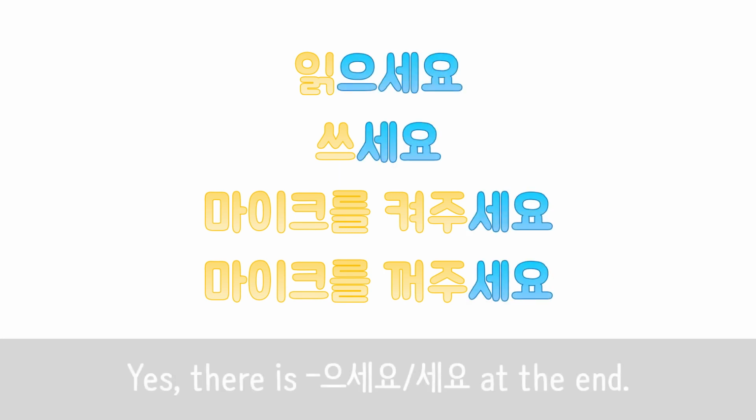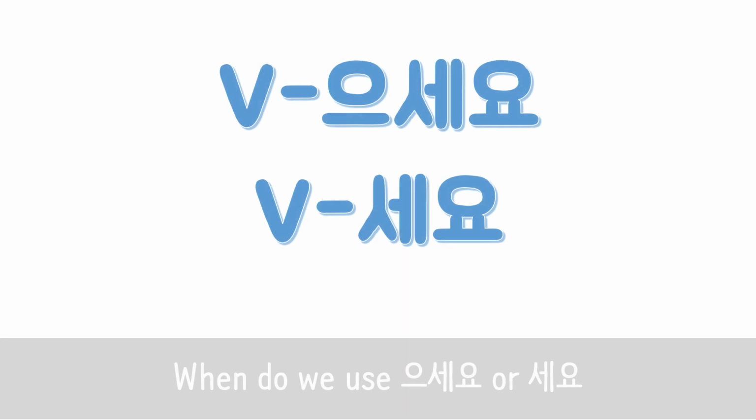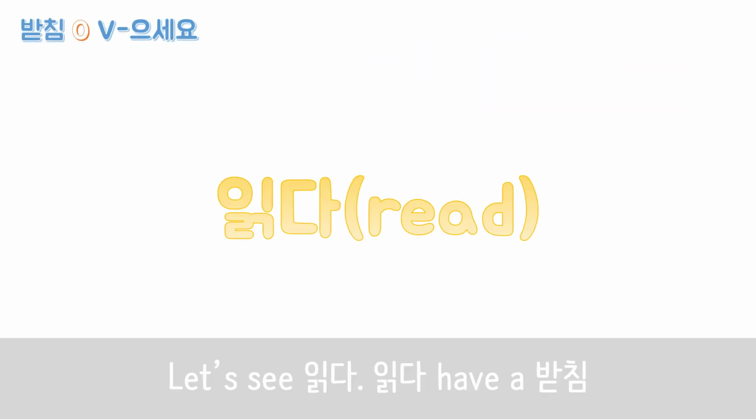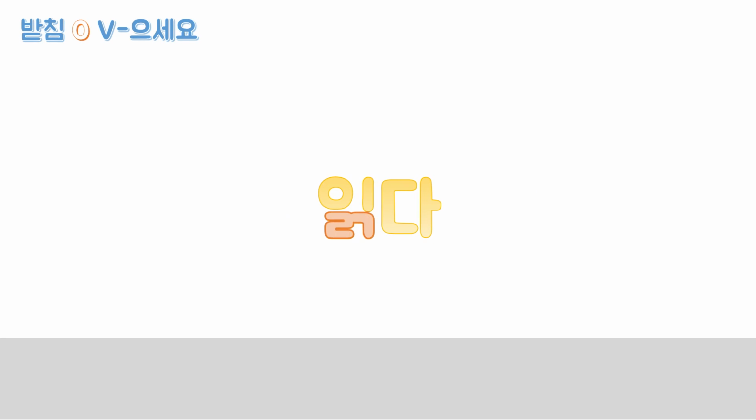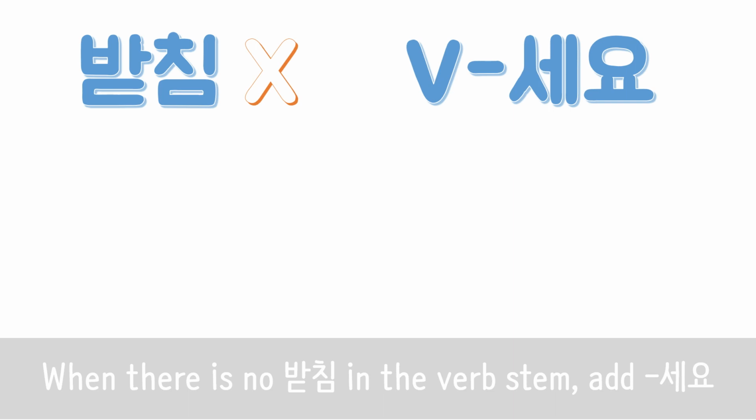Yes, there is. 으세요, 세요 at the end. When you want to command something nicely, you can use 으세요, 세요. When do we use 으세요 or 세요? When there is 받침 in the verb stem, add 으세요. 읽다 has a 받침. Drop the 다 first, and then add 으세요. Simple, isn't it? When there is no 받침 in the verb stem, add 세요.